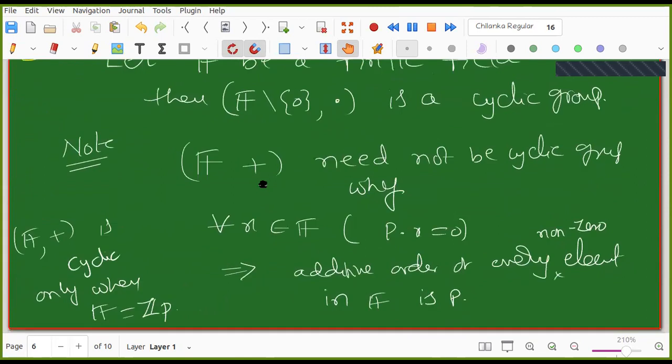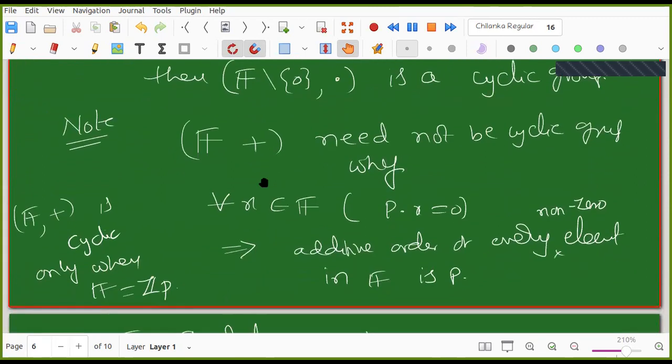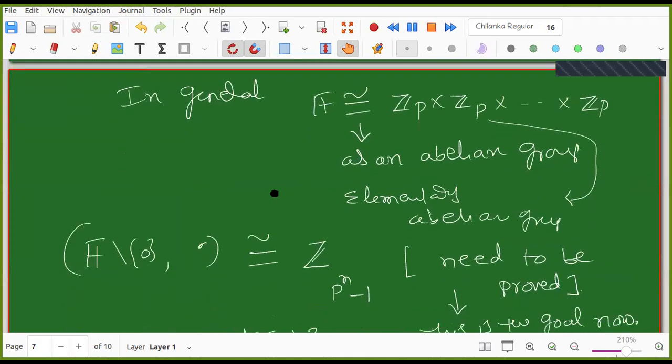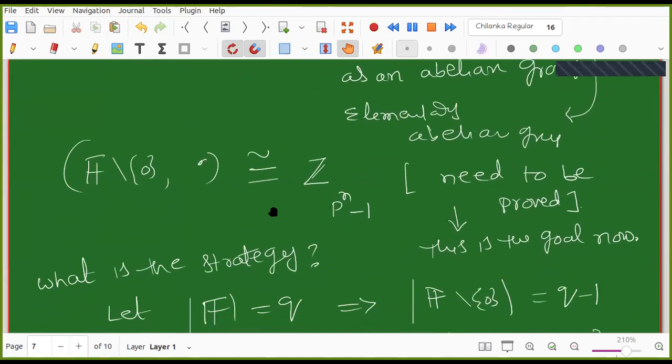Before that, I just noted one thing: F plus need not be a cyclic group, but F multiplication is a cyclic group. We remember that. In fact, F as a group with respect to addition is isomorphic to Zp cross Zp cross Zp, because the characteristic is p, so every non-zero element has order p. That part we discussed, right? Whereas F minus 0, if you prove that if you remove 0 it is a cyclic group, is isomorphic to Z_{p^n - 1}.